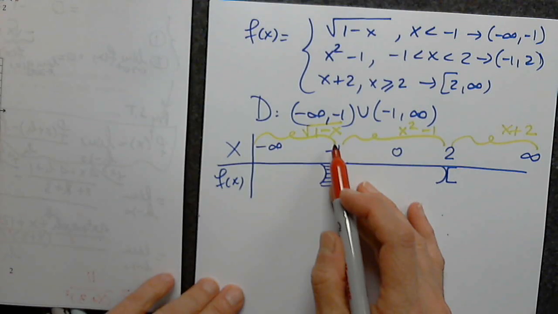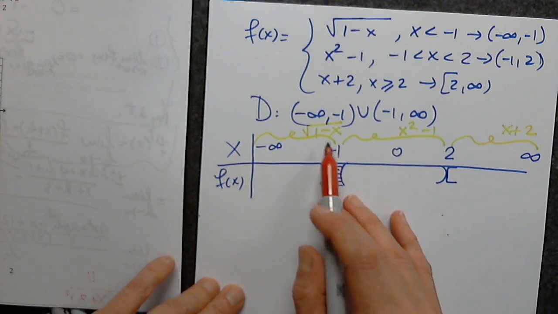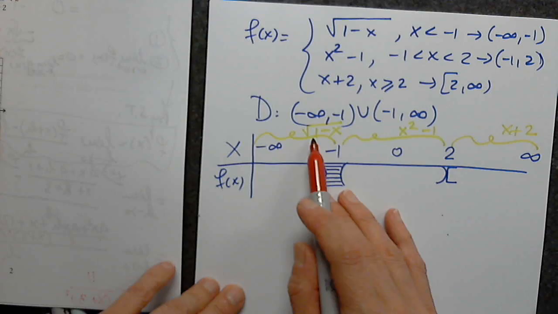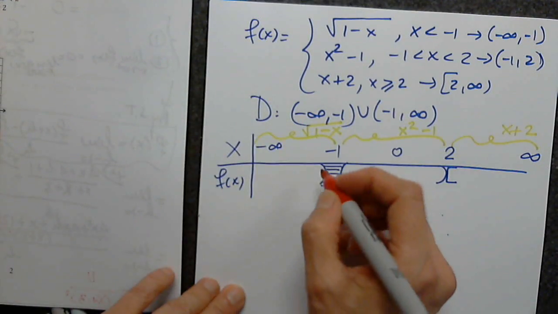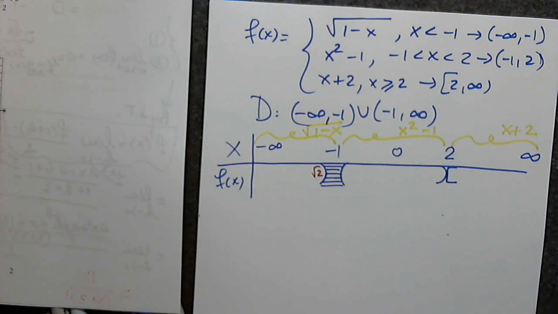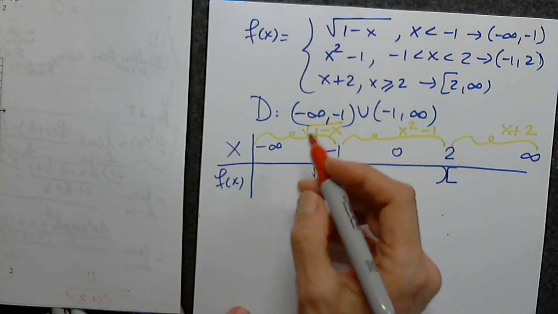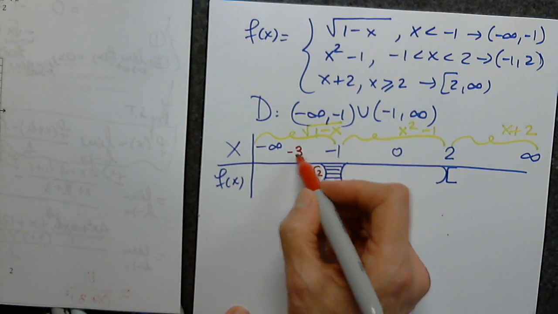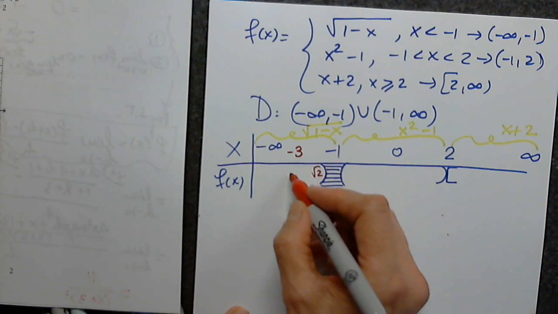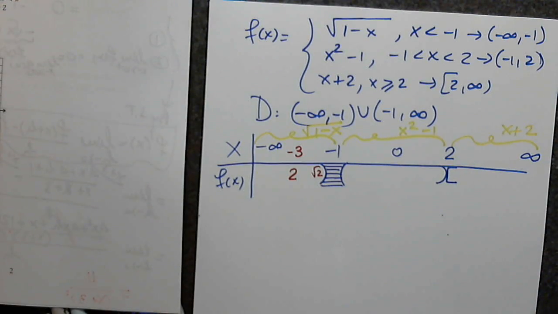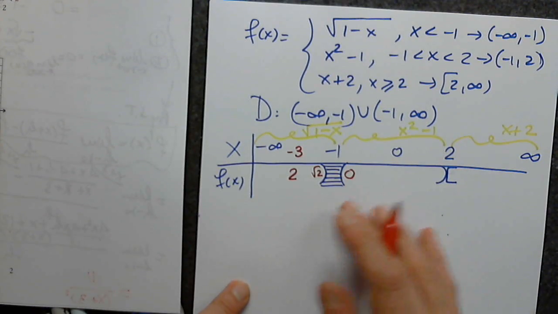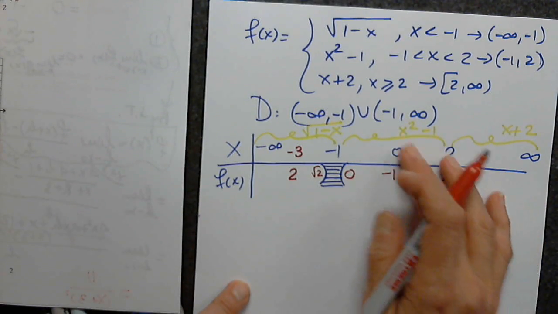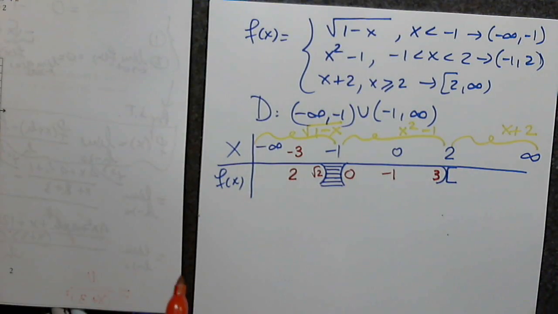So here, if I plug in negative 1, I get the square root of 2, right? Did I copy everything correctly? Okay. So this is the square root of 2. Now, if I go to negative 3, then I have the square root of 4, and I get a 2. Is that correct? Yeah. In the middle, when I plug in 1, I have 0. When I plug in 0, I have negative 1. When I plug in 2, I have 3. Is this clear? These ordered pairs must be there.